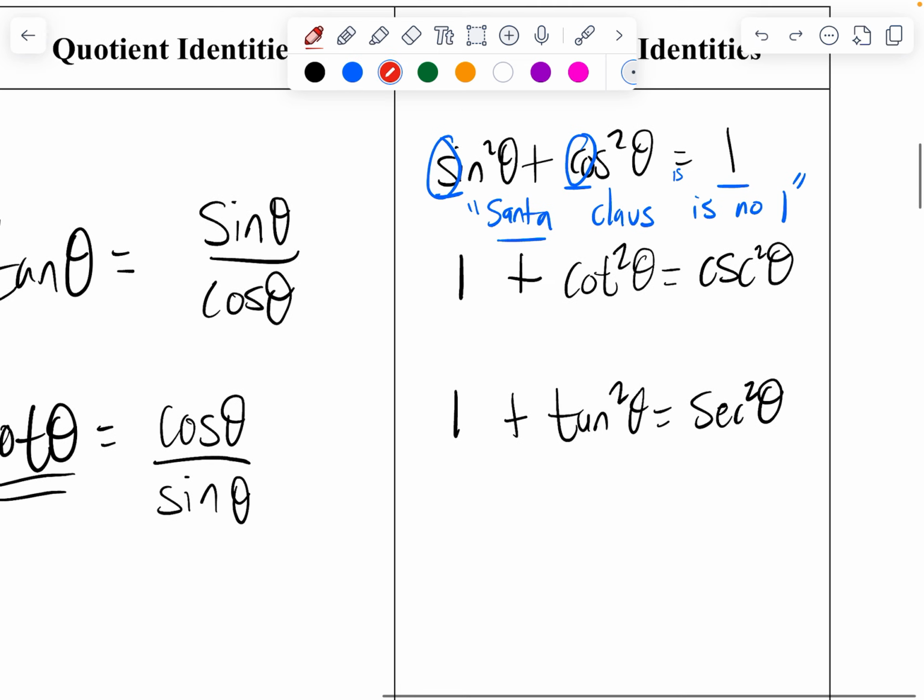Right? And that's how I remember this first one. The next one, I remember this one. It's also a little silly. I remember as 1 cottage cheese. Right? CSC is kind of hard to get as an abbreviation, is kind of standing for something. But 1 cottage cheese. There you go.